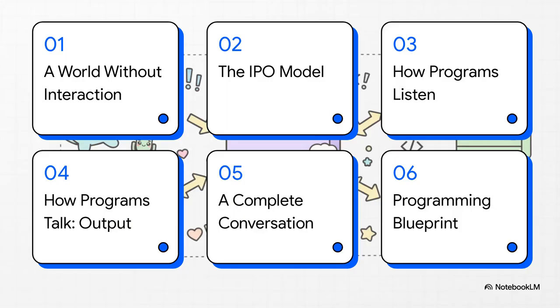So here's the game plan. We're going to start with why that imaginary calculator is so useless. Then I'll introduce you to a super powerful 3-step model that explains, honestly, almost any program out there. We'll break down how programs listen and how they talk back. We'll put it all together in one complete example, and then we'll wrap up with a blueprint you can use to understand pretty much any code you come across.